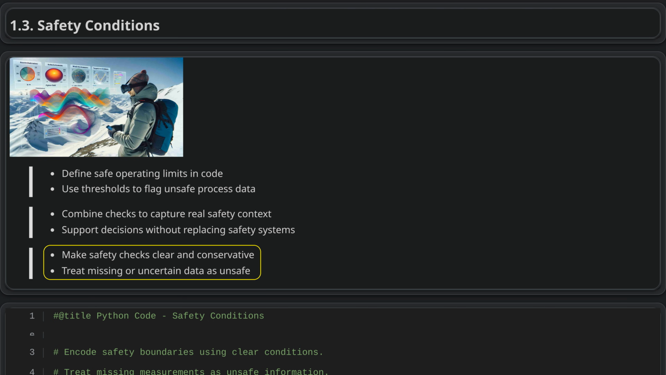Safety conditions should be clear, conservative, and understandable to engineers who did not write the script. Avoid ambiguous thresholds or hidden conversions, and handle boundary cases and sensor failures explicitly. Missing data, such as an absent pressure reading, should be flagged rather than treated as safe. Well-written safety logic supports safer decisions and keeps operations aligned with responsible engineering practice.